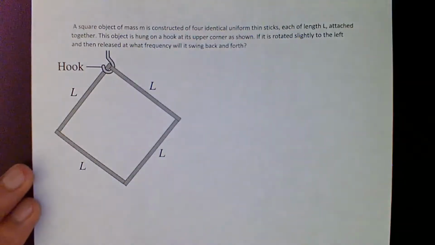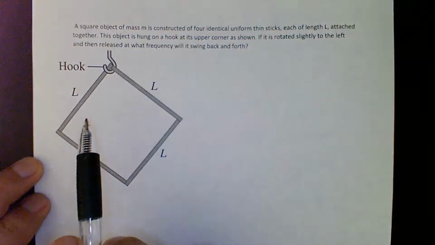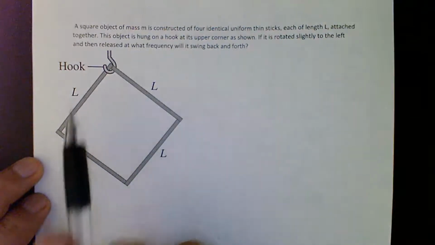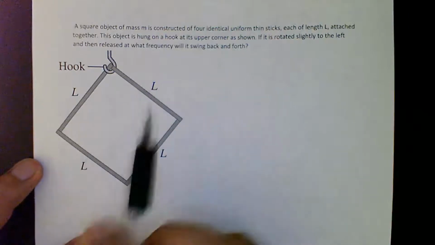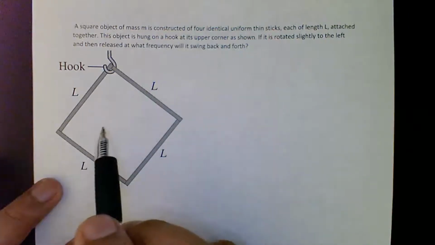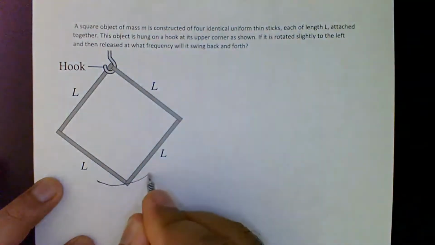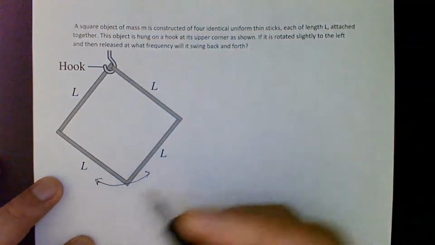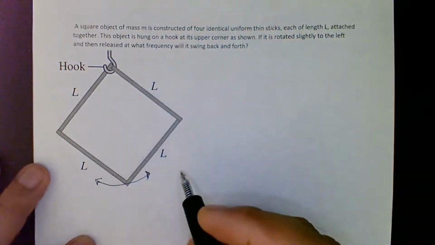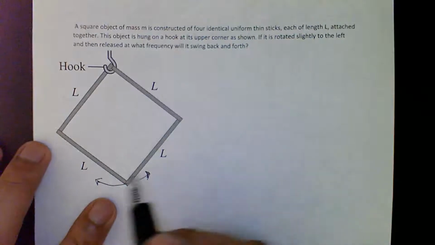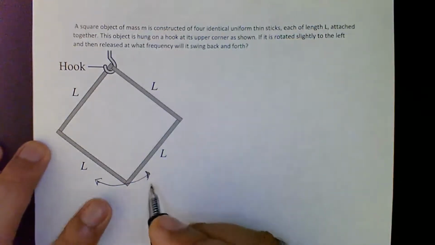So here's the next question. A physical pendulum is constructed from 4 thin rods like this, constructed as a square. This is a square pendulum, and it's pivoted here. If you displace it a little bit from the equilibrium position, it will execute simple harmonic motion. And it's asking what's the time period and frequency of the oscillation.